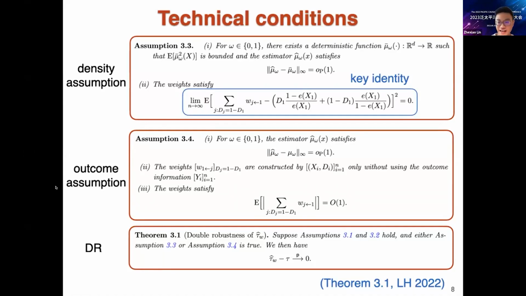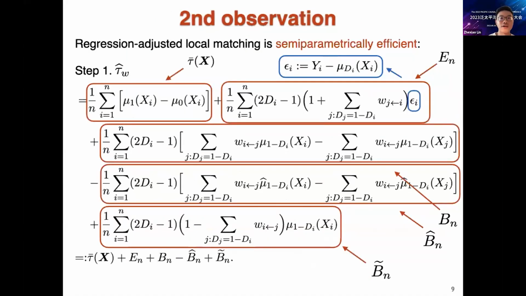So this is a very desirable property, but that's not all this estimator has. We'll have a stronger property. Our second observation is that the regression adjusted local matching is semi-parametrically efficient. Of course, for the semi-parametric efficiency, we'll assume stronger assumptions than the double robust property, and I will discuss the assumptions later. We will first take a look at why this estimator is semi-parametrically efficient.